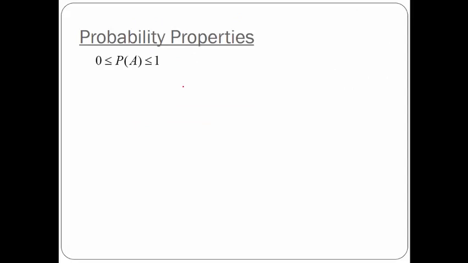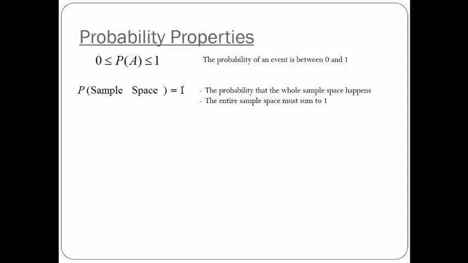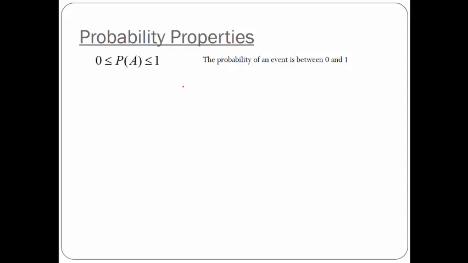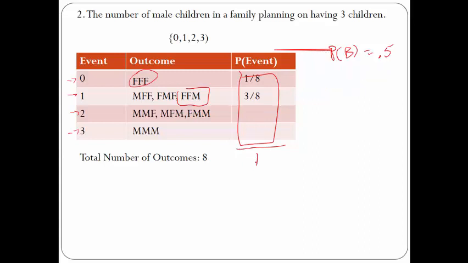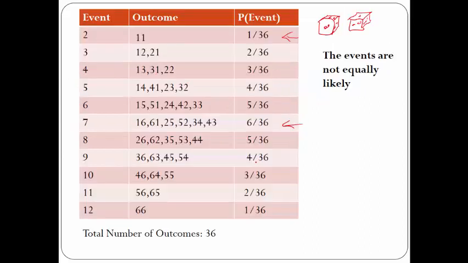Some of the properties of probability. Probability always must be between 0 and 1. The entire sample space will always add up to 1. If we go back to the example you just saw, if we add these up, 1/8 plus 3/8 plus 3/8 plus 1/8 equals 1. Go back to this. If I add all of these fractions up, they add up to be 1.